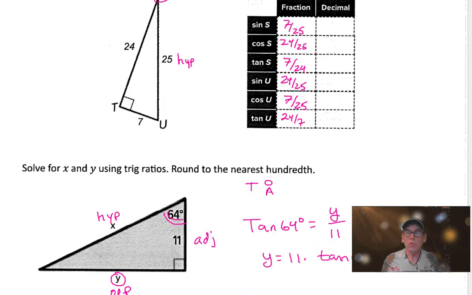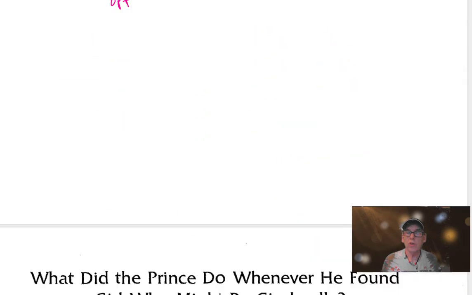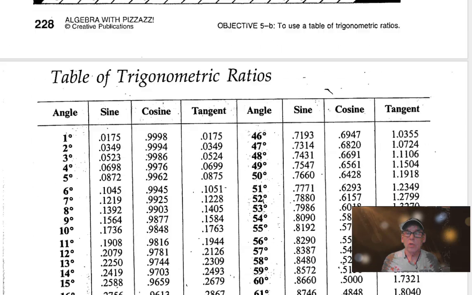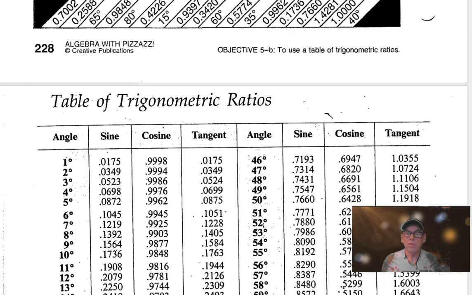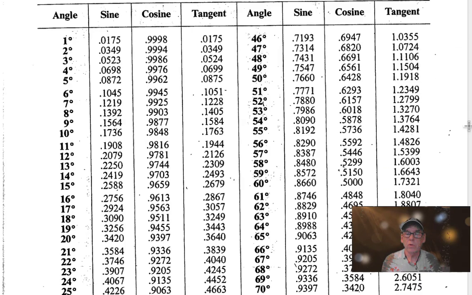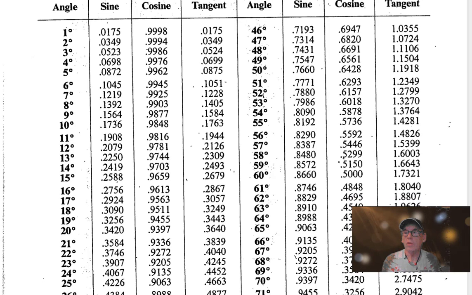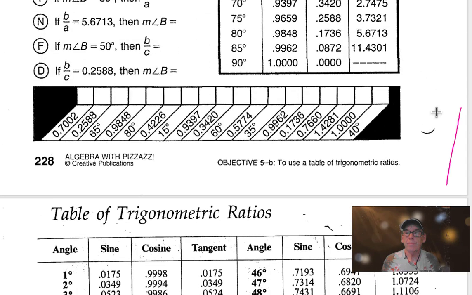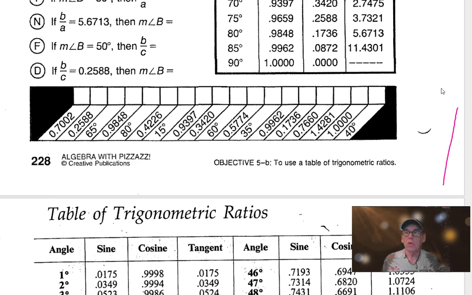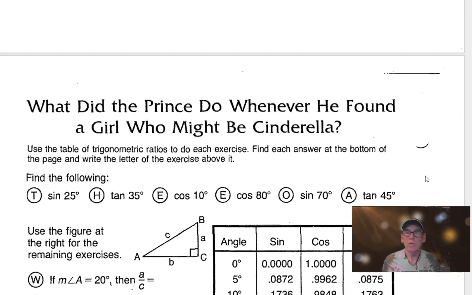Now, we've got 64 degrees as our reference angle. So using the chart, which is a couple pages further on, we're looking for tangent of 64. That's the third column over. That's going to be 2.05. So tangent of 64 is 2.05. So we're going to go back up, and we're going to do 11 times 2.05.